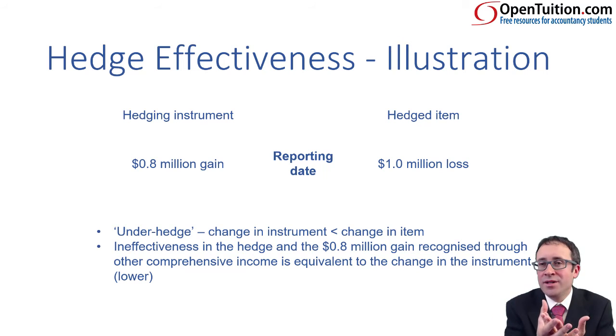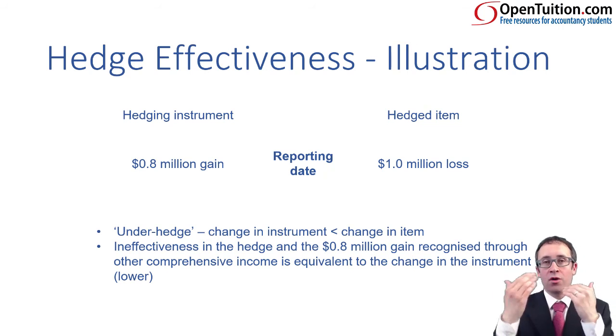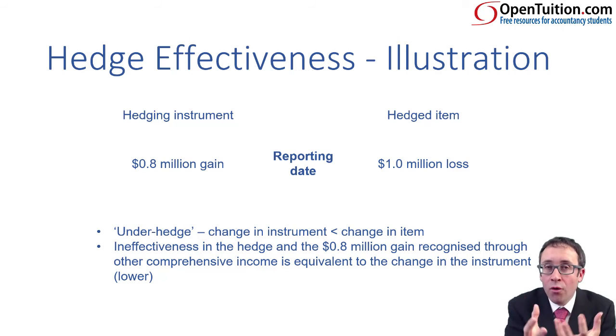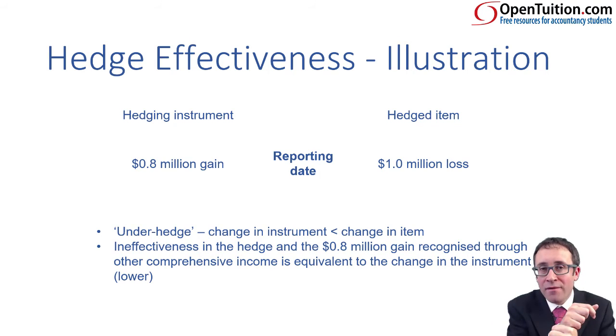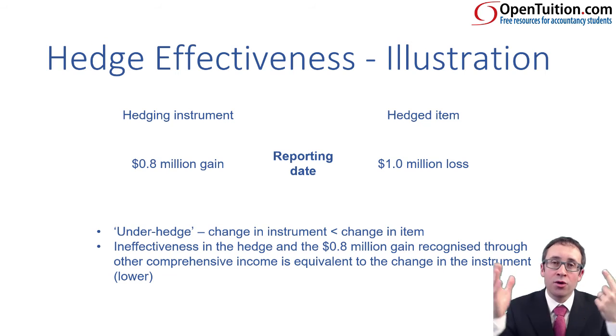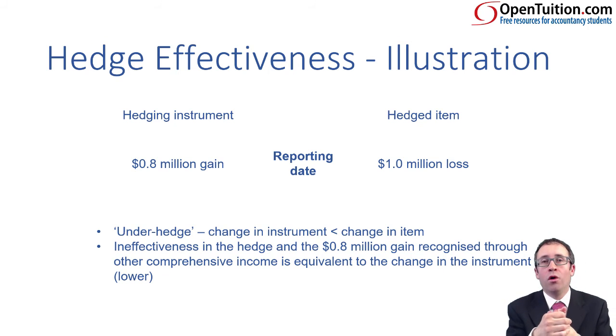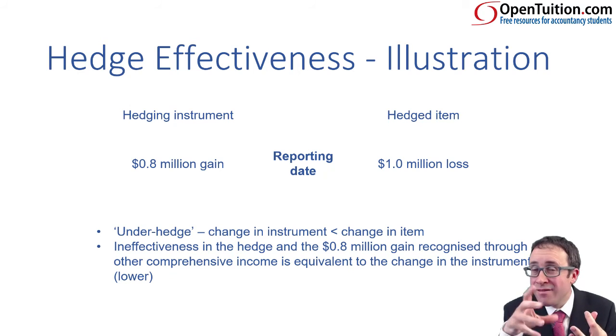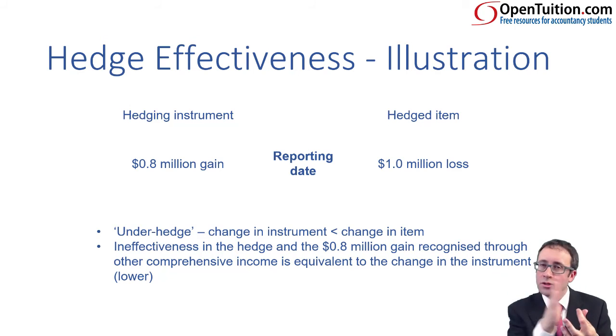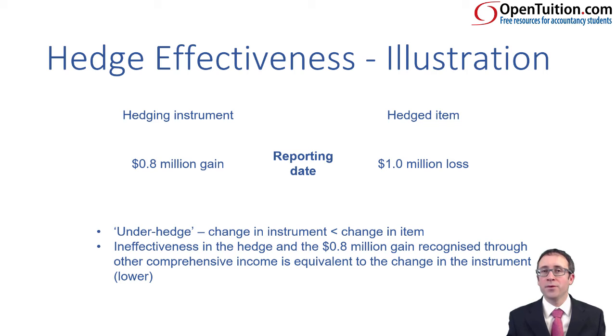There is ineffectiveness in the hedge, but there is no ineffective element to record, is there? Why? Because we have under hedged. We've accounted for the instrument, haven't we? Debit financial asset 0.8 million, credit OCI with 0.8 million. There's nothing ineffective, even though there is ineffectiveness in the hedge, because it's not 100% matched up, that goes to profit or loss. There you go. That's as hard as it will get.